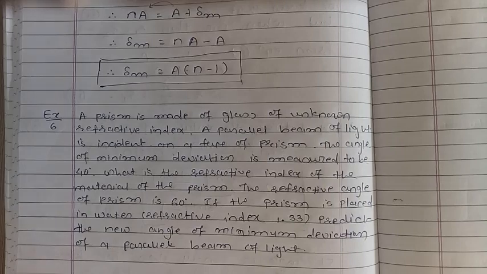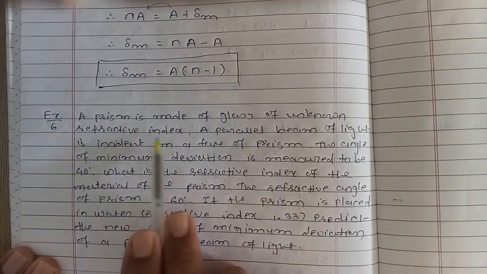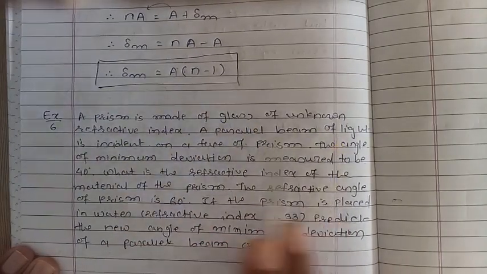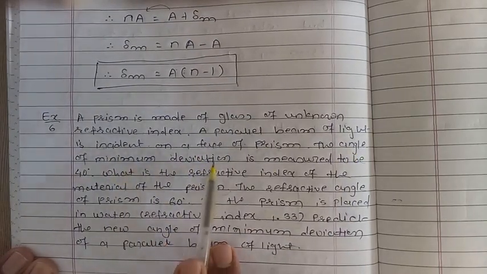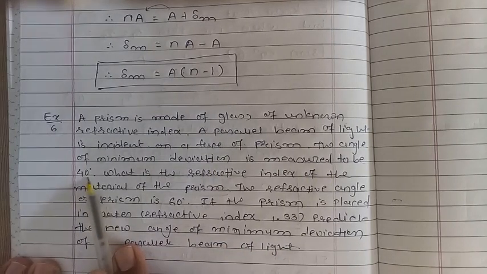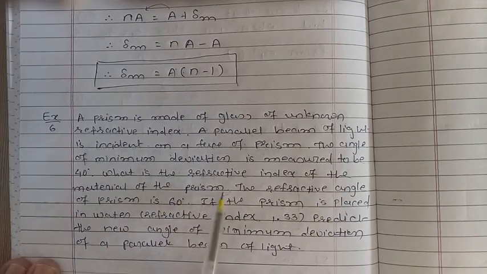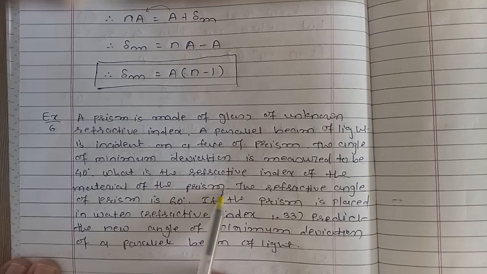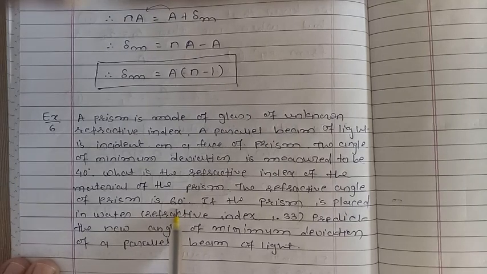Now we discuss example number 6. A prism is made of glass of unknown refractive index. A parallel beam of light is incident on a face of the prism. The angle of minimum deviation is measured to be 40 degree, so del m, minimum deviation, is 40. What is the refractive index of the material of the prism? So we have to find out n. The refracting angle of the prism is 60 degree, so here A is equal to 60, the prism angle.